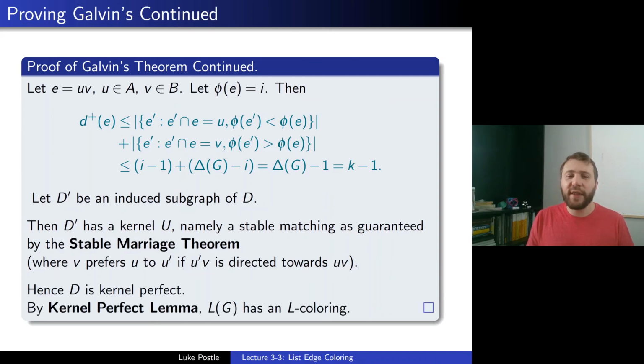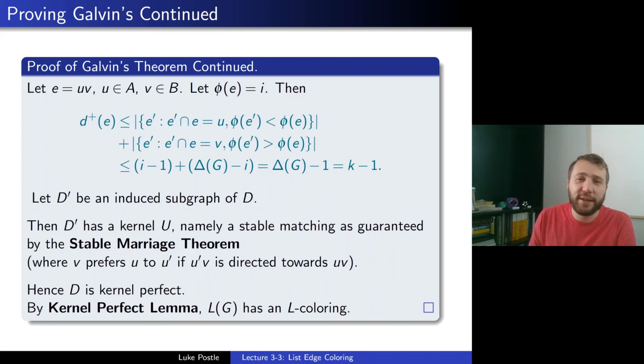Okay, so then what? Well, then we're done, right? Hence D is kernel perfect, and by the kernel perfect lemma, it follows that the line graph has an L-coloring for any k-list assignment L, and so the list chromatic index of bipartite graphs is actually delta, which is the chromatic index as well. So that was the proof of Galvin's theorem, so maybe meditate on that. Again, you can read the full proof in Diestel, section 5.4.